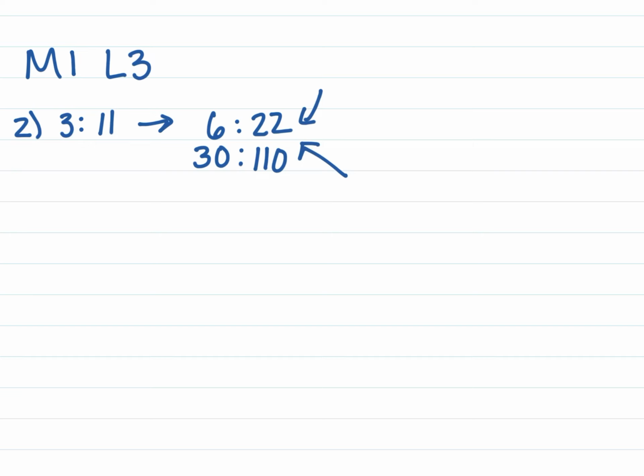So instead of 3 to 11, an equivalent ratio could be 6 to 22. If I multiplied them by 10, I could have 30 to 110. Come up with one of your own. This one was multiplied by 2, and this one was multiplied by 10. Try and come up with one of your own in addition to the two that I've shown you.